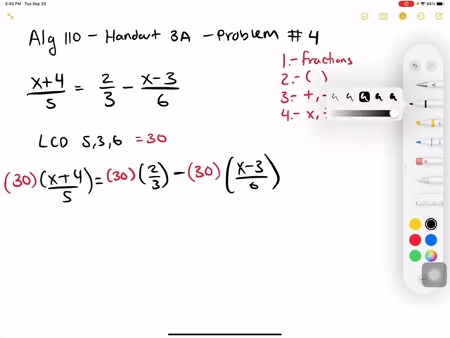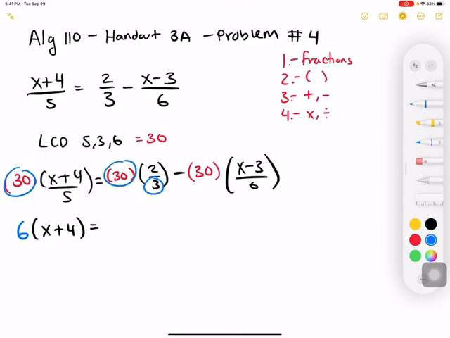This is how we get rid of the fraction: we do a small division. The least common denominator divided by the original denominator is going to get rid of our fraction. So 30 divided by 5 is 6, and then I have to keep everything that was on the top of that fraction. The second one, we do it again: 30 divided by the number on the bottom times the top. So 30 divided by 3 is 10, and I keep everything that was on the top. In this case, there's only a number 2.